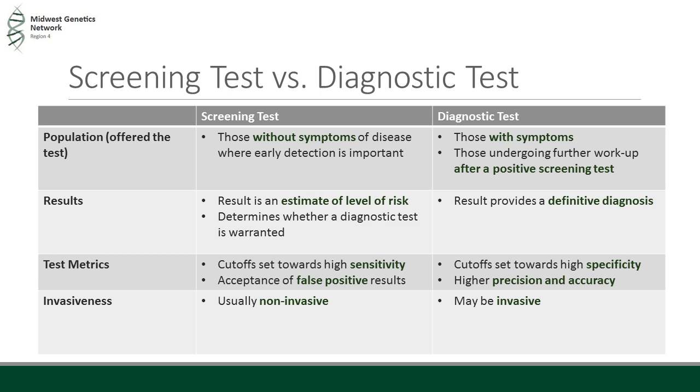Perfect. Okay, so we've talked a little bit about the criteria that disorders must meet for inclusion in population-based screening, but let's look at the characteristics of screening tests in general and how they compare or contrast to diagnostic tests. So this table shows some key differences between screening and diagnostic tests. As you can see, screening tests are typically offered to a large non-symptomatic population, and as a result are really only able to provide an estimate of the level of risk an individual has of being affected. Thus, a positive or abnormal screening result will indicate whether a diagnostic test is subsequently needed.